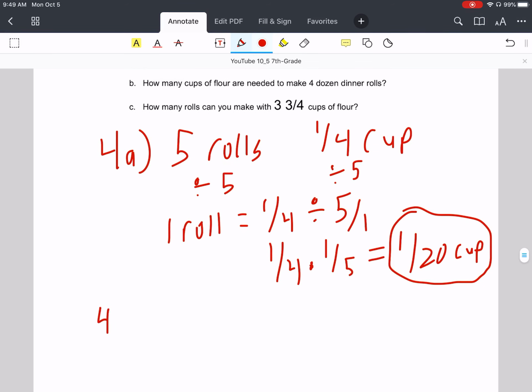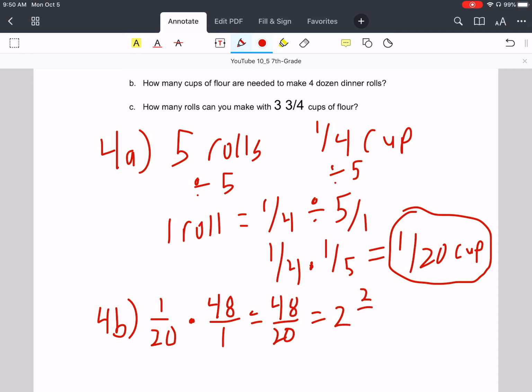4b. How many cups of flour are needed to make 4 dozen dinner rolls? So we already know it's 1/20th of a cup per roll. And we're going to multiply that by 48 because we know that each dozen has 12. 12 times 4 is 48. So 1/20th of a cup times 48 dinner rolls. That, of course, will equal 48 20ths, which simplifies to 2 2/5 cups.